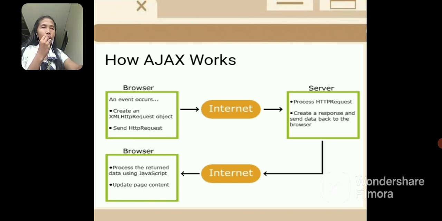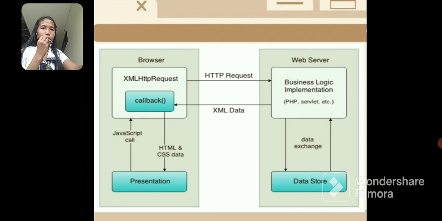So in Ajax there is a cycle of the object that sends and receives or returns data to the server. From our browser it goes to the web server, then returns to the browser. The XMLHttpRequest goes to the business logic implementation, then below that PHP, then server, and so on. Then it returns to the browser.